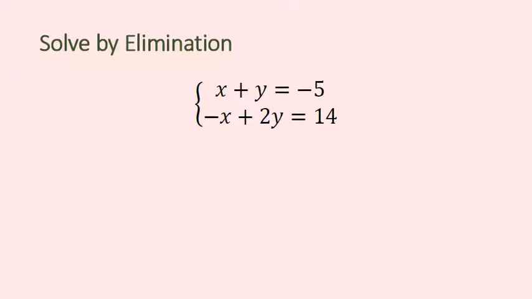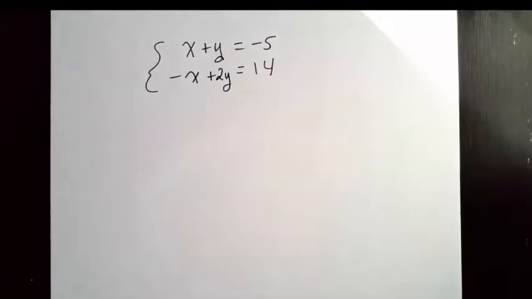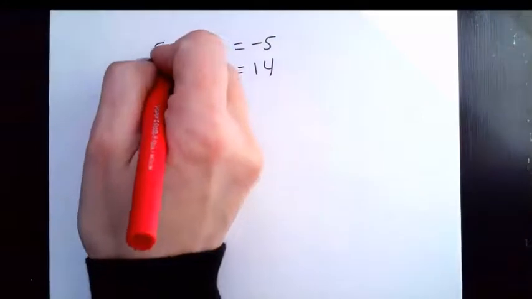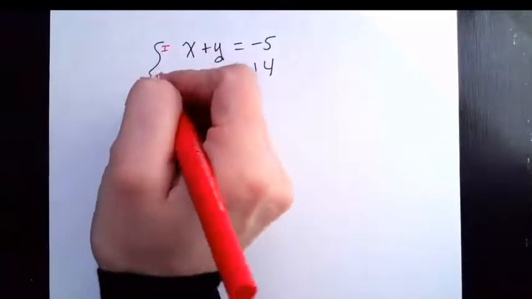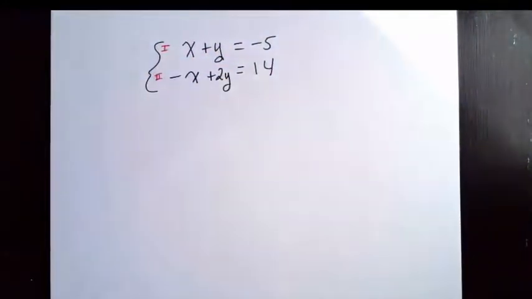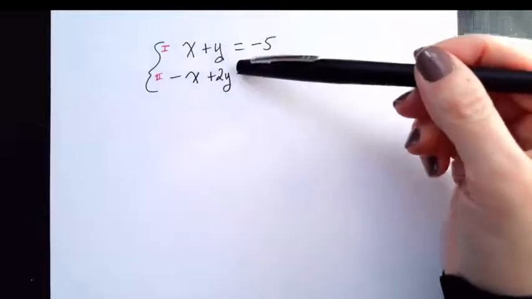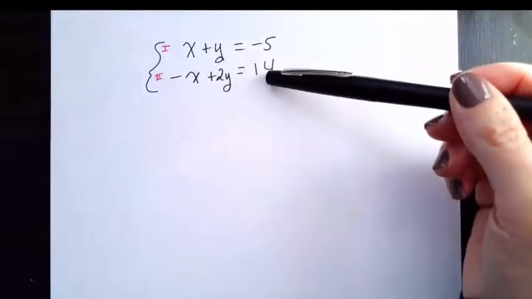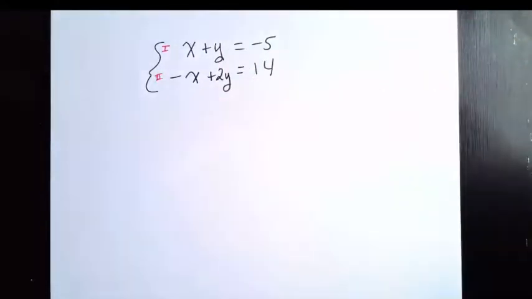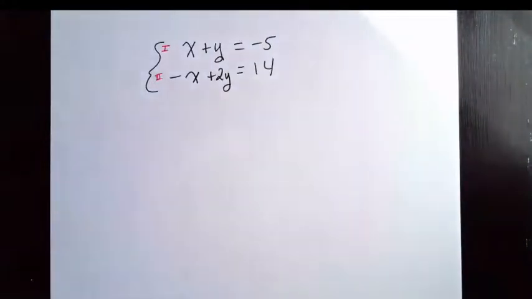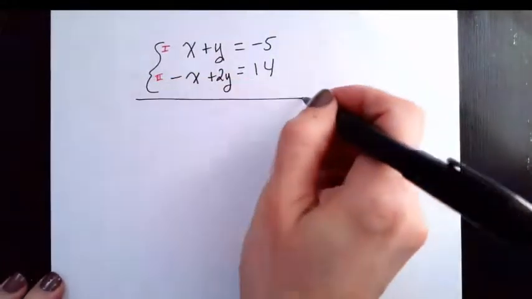So I have these two equations written out. Again, I'm just going to label them 1 and 2 just so that we can refer to them if we need to. And I'm going to begin by adding these two equations together. So it's important that my equations are already set up so that the like terms are lined up and the equal signs are lined up as well. So when I add, I am going to add like terms.